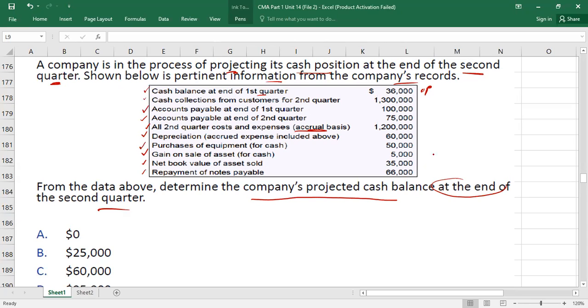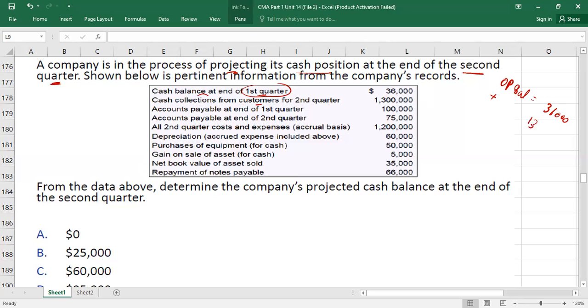How would you work now? Simply you will work this way. So guys, first of all, because you have to calculate the ending balance, you'll start with the opening balance. The cash balance at the end of the first quarter means it's the opening balance for the second quarter, which is 36,000. Then you have to take the cash collection from the customer in the second quarter. This is cash receipts, 1.3 million.